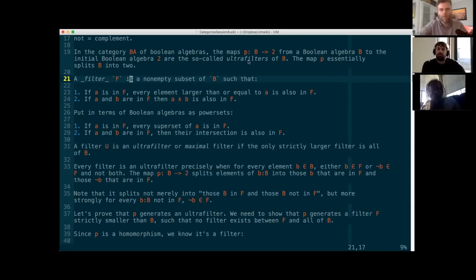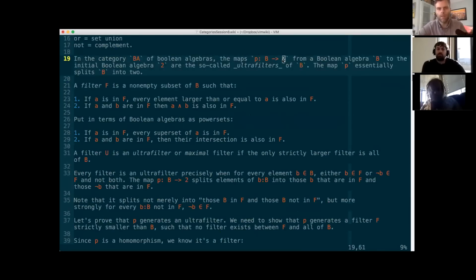Okay, so an ultrafilter on a Boolean algebra is a map into the initial Boolean algebra. So basically, for every element of B, we can assign it either 0 or 1, right? So it's either in the filter or it's not in the filter. And it's actually stronger than that, which we'll see.